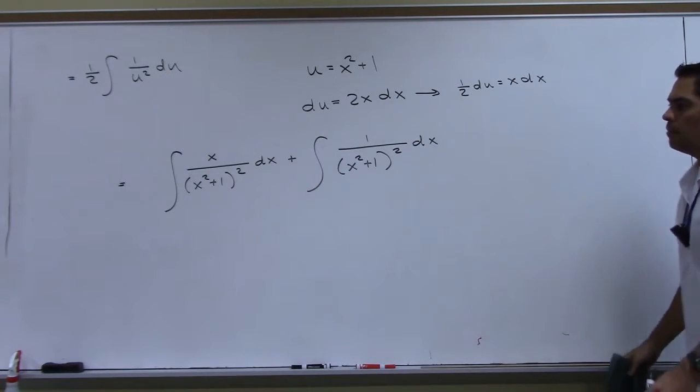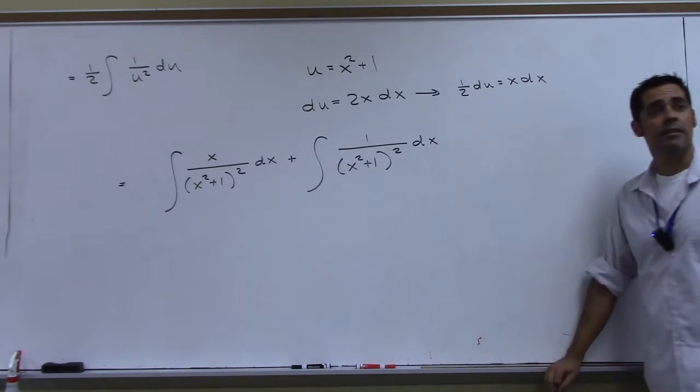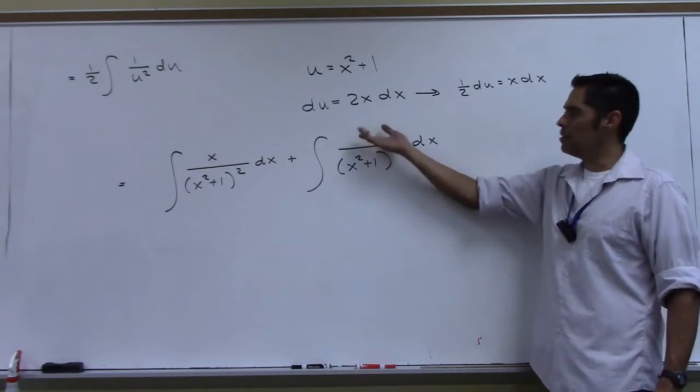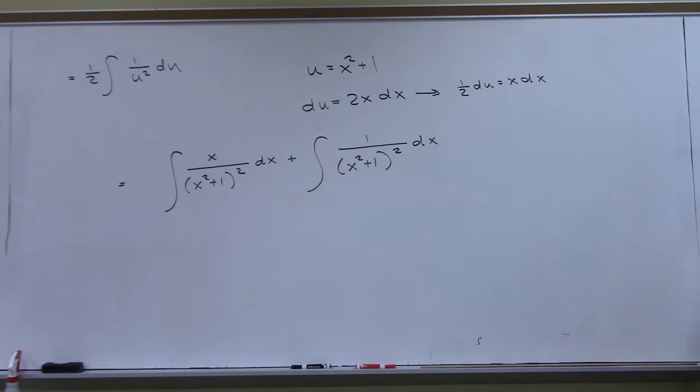Okay. But can you do this one the same way? You cannot, right? Because if this is u, where's du? It's nowhere. You don't have an x up here, do you? You don't have an x?